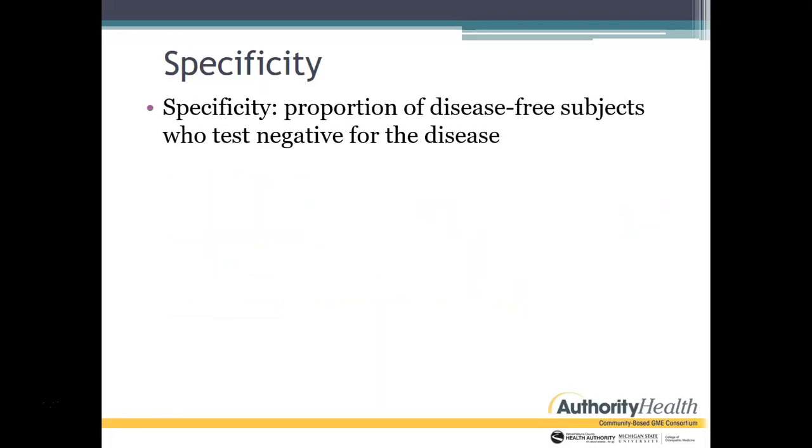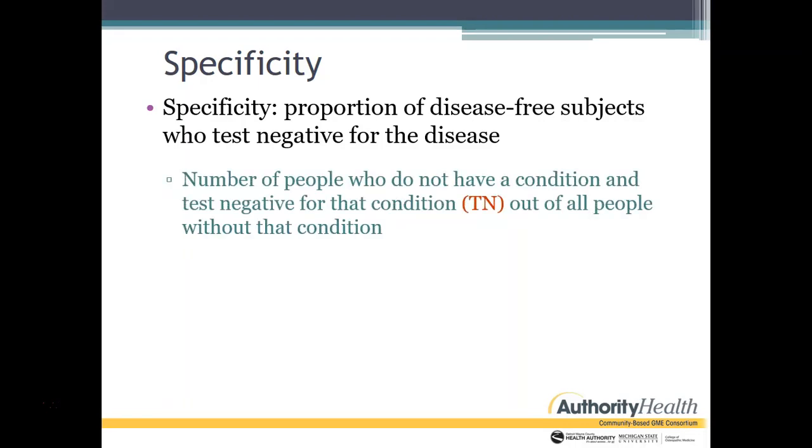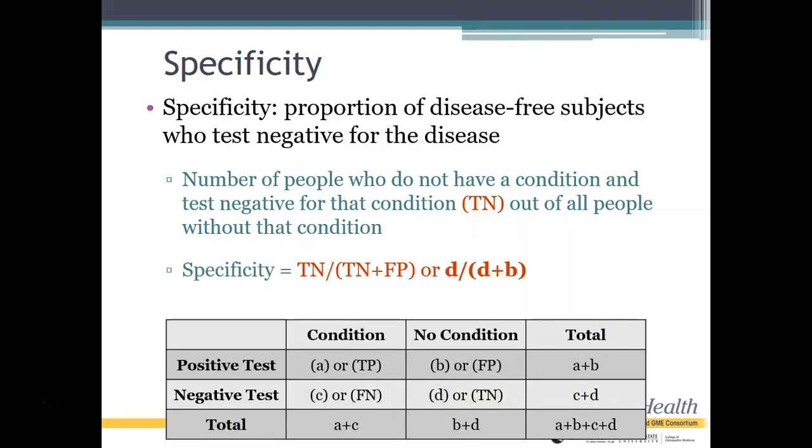Specificity, on the other hand, is the proportion of disease-free subjects who test negative for the disease, so like the opposite of what we're talking about. This, of course, is the number of people who do not have a condition and test negative for that condition, which is true negative, out of all the people without it. And here's the formula again.